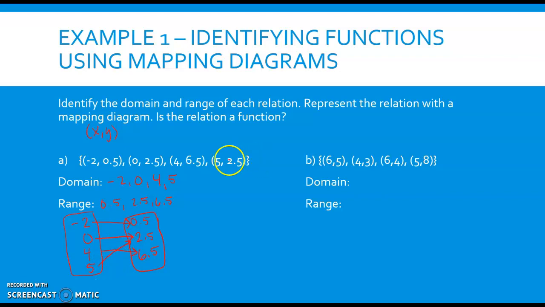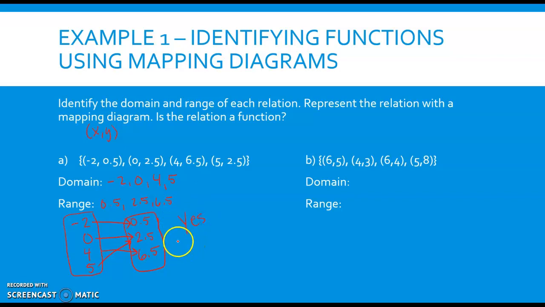Now, so that I identified the domain, I identified the range, I made a mapping diagram. Here's my mapping diagram. So now the question is: is this relation a function? All I have to do is look at my x values. Do any of them have 2 arrows going over to a y value? No. Each x value, my -2, my 0, my 4, my 5, they each have their own arrow. So this is a function because x does not cheat on y, so this is a yes.